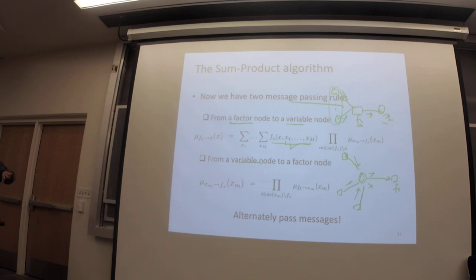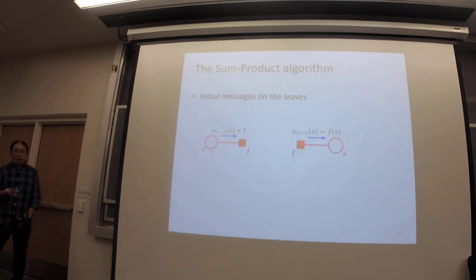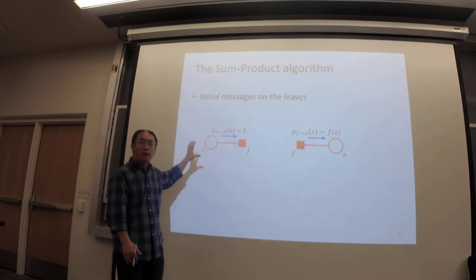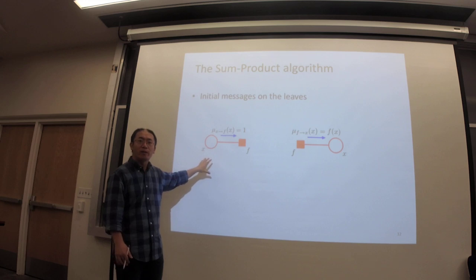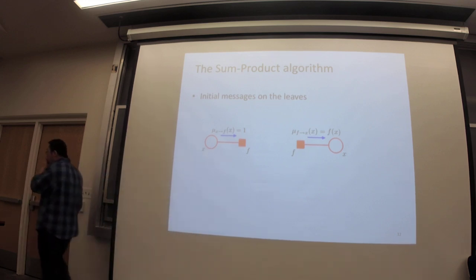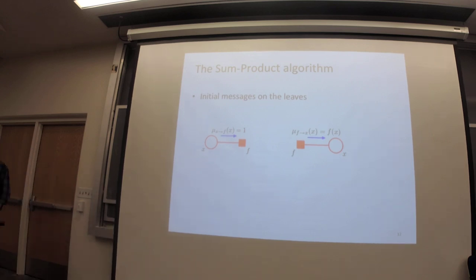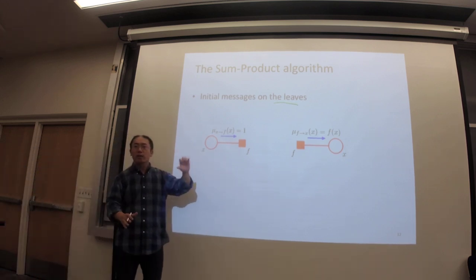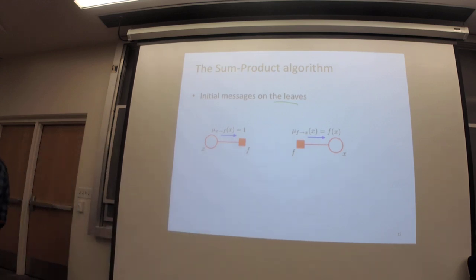Okay, we still need to dive into these dirty details. Again, when we talk about any recursive procedure, we need to identify the initial conditions or starting point, right? Otherwise, we cannot do the recursive computation. So what is the starting point? Remember, we're assuming the graphs are trees. Suppose you have a graph something like that.